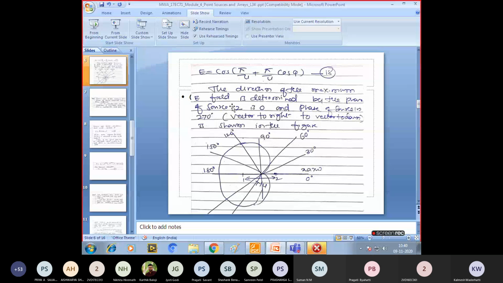Therefore, this is the special case with respect to the phase quadrature. With respect to the phase quadrature, the separation of the two point sources will be lambda by 4. Earlier it was lambda by 2. Now it will be lambda by 4.